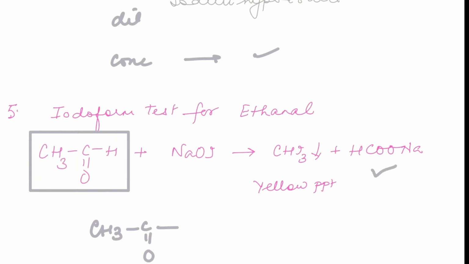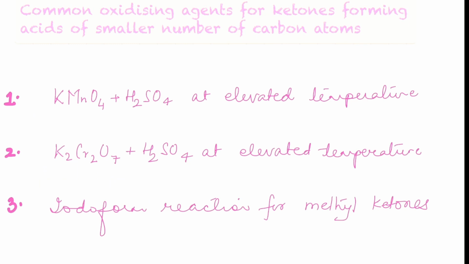Please mind it, if you start with 2 carbons here, you will get 1 carbon for acid and 1 carbon you will get as iodoform, which is the main product of the reaction. The oxidation of ketone was difficult due to C-C bond cleavage. Hence, we will always see that the oxidation is only possible at elevated temperature. With iodoform also, you need to heat it, and the products are going to be a little different from aldehydes.